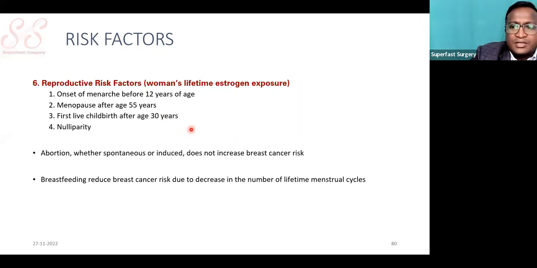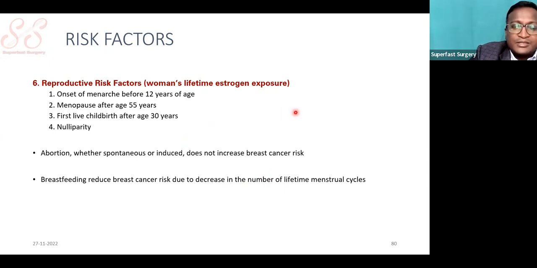First live birth after 30 years. It is said that when you have a first full term pregnancy before age 18 years, then that will decrease the risk of breast cancer to half than when you have first full term pregnancy after age 30 years. Okay, that is in relation to the risk.